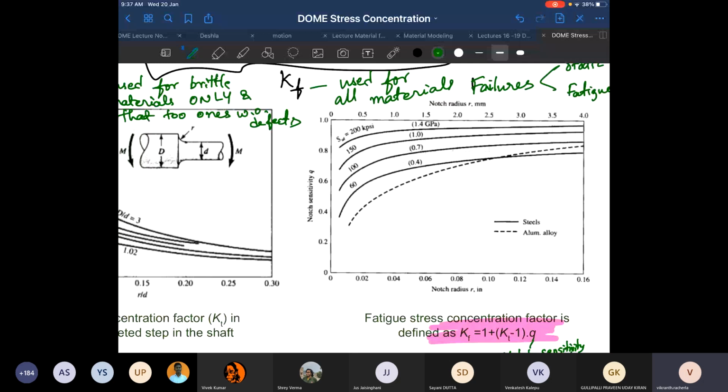Static. The static stress concentration factor is always higher as compared to fatigue stress concentration factor, and static stress concentration factor is required to determine the fatigue stress concentration factor. So because of this reason, you should always know how to determine the static stress concentration factor. Okay.